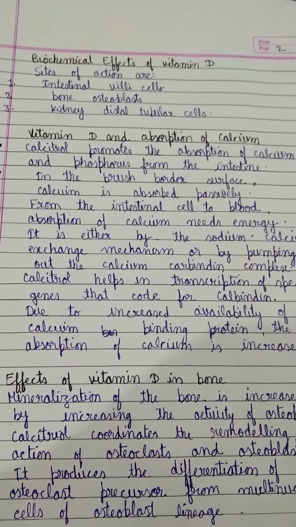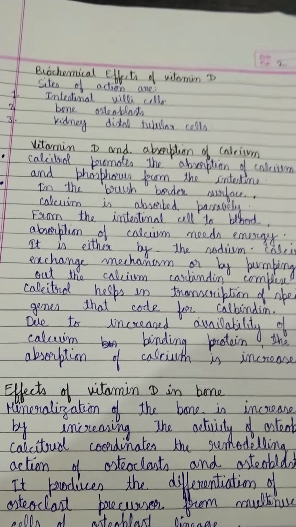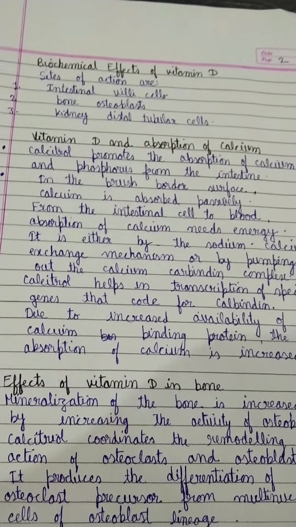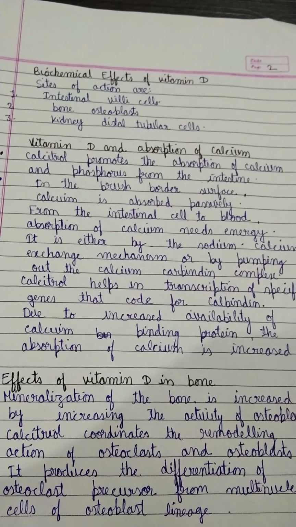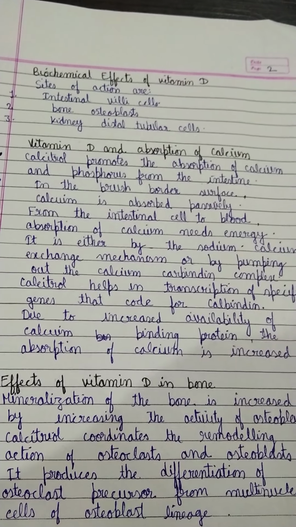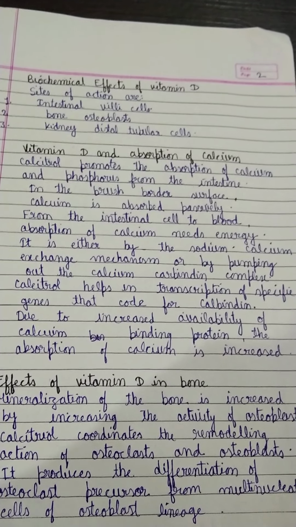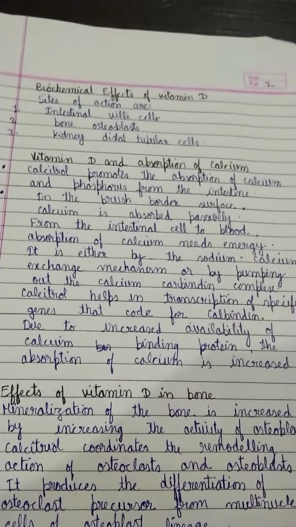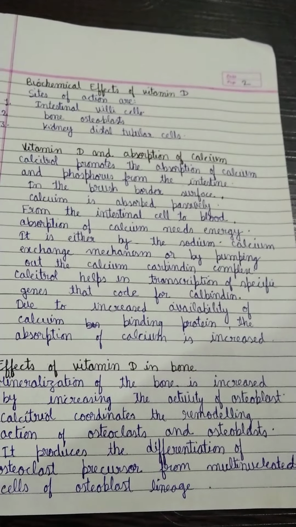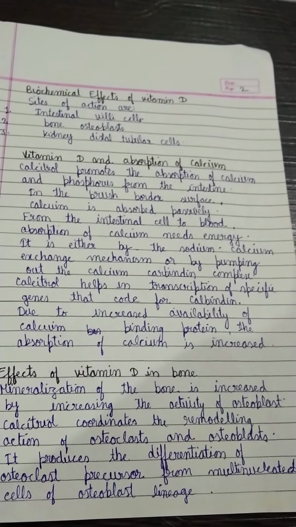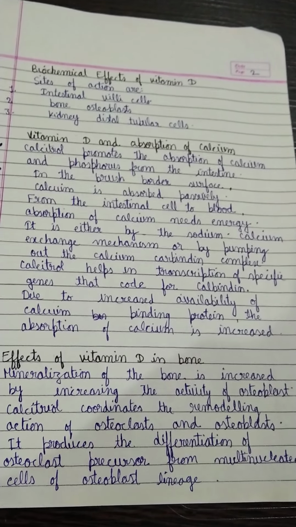In the brush border surface, calcium is absorbed passively without any energy. From the intestinal cell to blood, absorption of calcium needs energy. It is either by the sodium-calcium exchange mechanism or by pumping out the calcium-carbonidine complex. Calcitriol helps in transcription of specific genes that code for carbonidine. Due to increased availability of calcium binding protein, the absorption of calcium is increased.